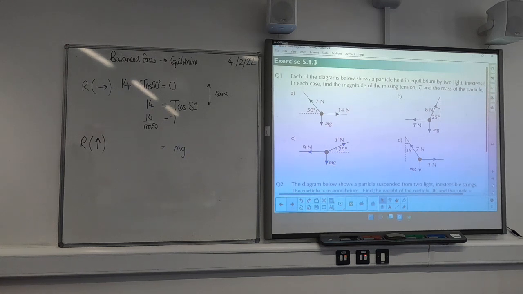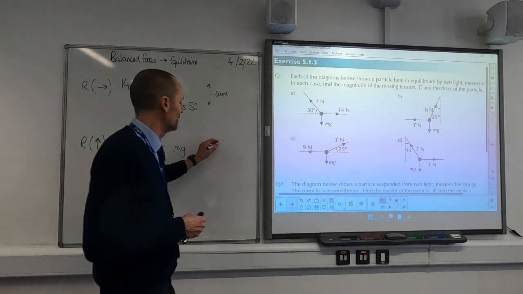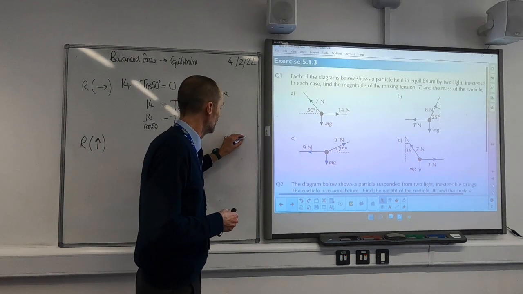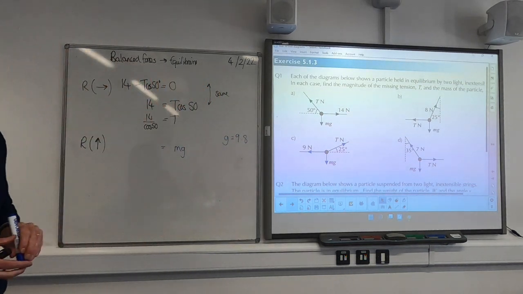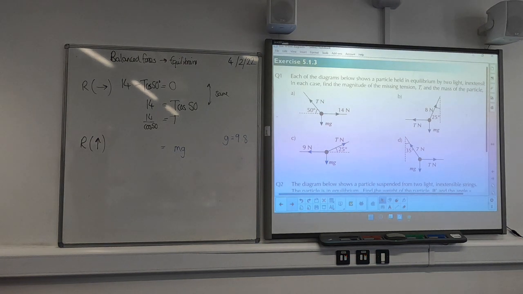We use 10, don't we? We use 9.8 for g. Yeah, 9.8. Confusing, I know, for your physicists because we're used to using 9.81.